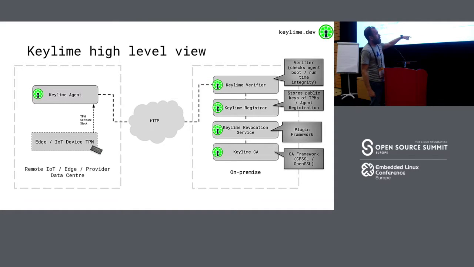We have a register where we keep the public keys that the TPM manufacturers provide that can be used to attest the signatures that we get back. And we also register the agent there. We have a simple database. And then we have a revocation service, which is the framework where we can kick off specific events that occur should a node fail its integrity state.